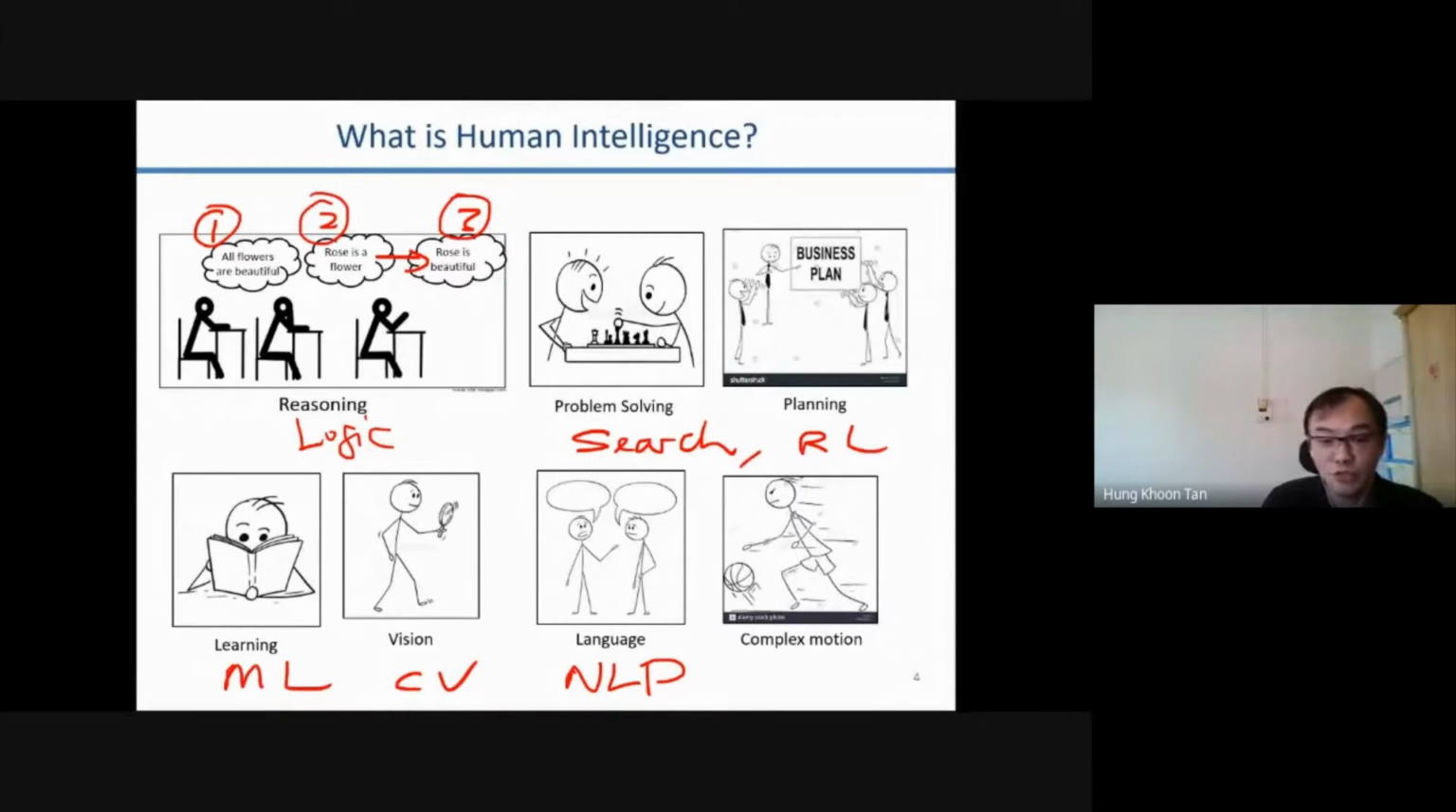And last but not least, humans are capable of performing complex motion such as walking, jumping, playing basketball, dancing, and so on and so forth. So the branch of AI that deals with this is called robotics. So from here we can see that the things that define human intelligence are basically the things that equally define machine intelligence as well. And there are different fields in AI that perform these things.